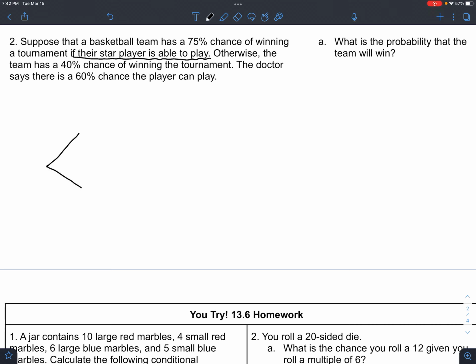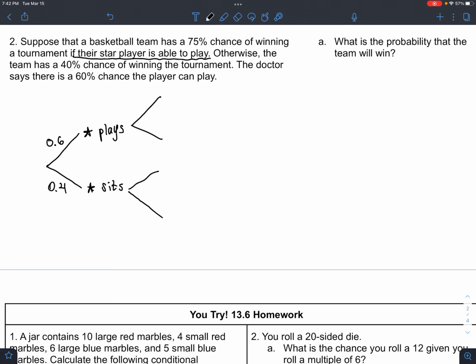So the beginning of our tree is going to be, you either got a 60% chance that the star player plays, or you have a 40% chance that the star player sits or does not play. Okay? So we got to branch these into two, and then that would be completing the tree.